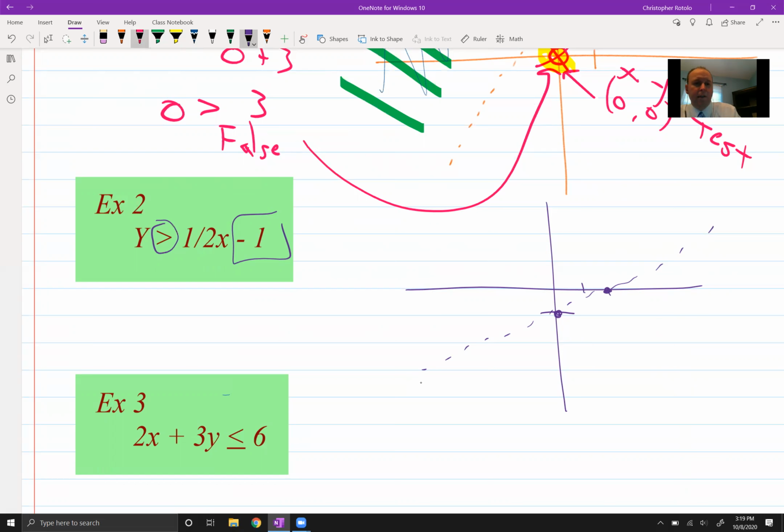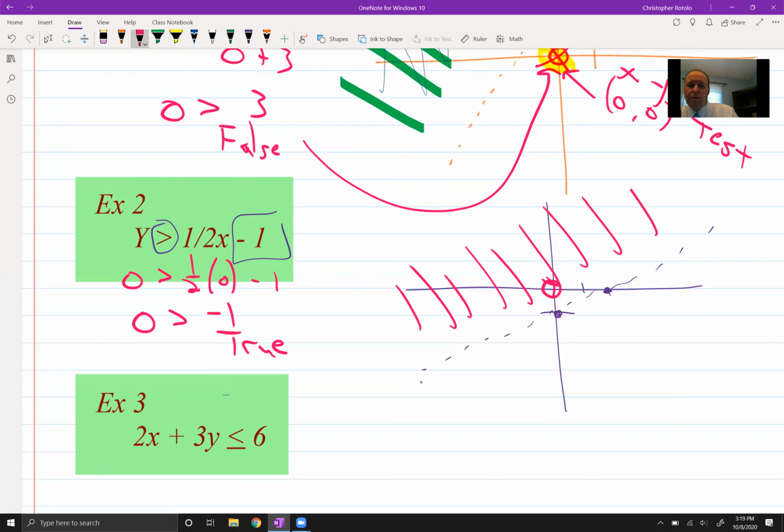And now I'm going to test 0, 0. So is 0 greater than 1/2 of 0 minus 1? All right, so I'm getting tired of this part, right? 0 times 1/2 is 0. 0 minus 1 is -1. Is 0 greater than -1? Yeah, true story. Okay, so this is true, which means everything on this side is true.